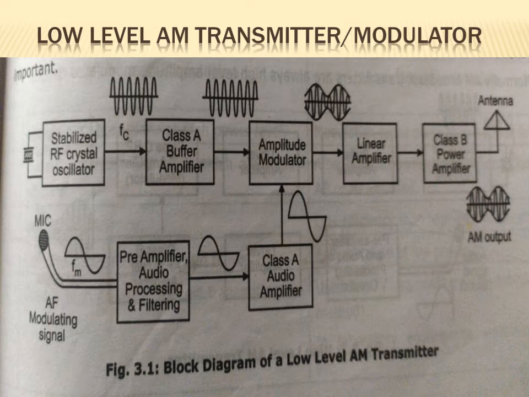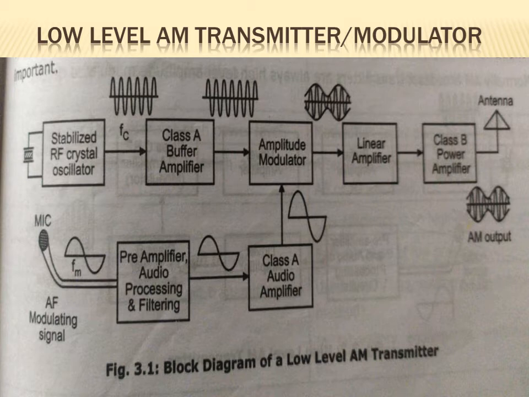Next, the AF modulating signal is applied to the audio processing and filtering block, which is used to reduce noise in the modulating signal. So the function of the audio processing and filtering block is that it reduces the effect of the noise present in the modulating signal. Then this signal is applied to the class A audio amplifier, which amplifies the signal, meaning it increases the amplitude of the modulating signal.